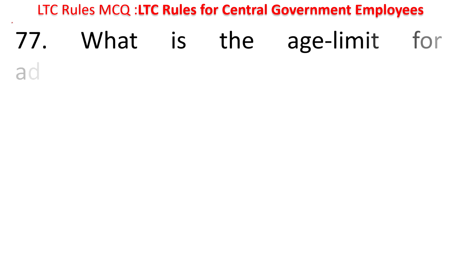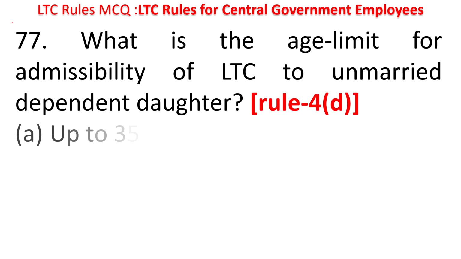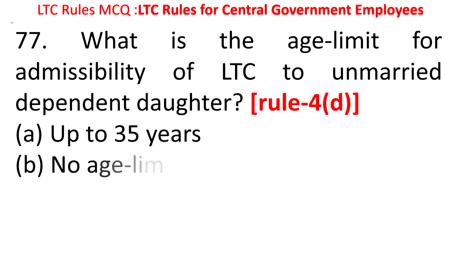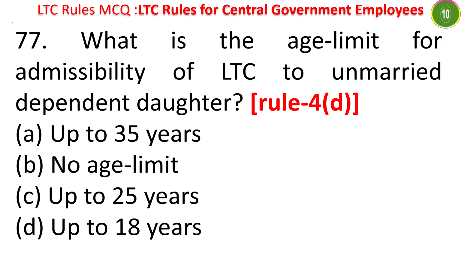Next question. What is the age limit for admissibility of LTC to unmarried dependent daughter? Up to 35 years, no age limit, up to 25 years, up to 18 years. Your time starts now. Age limit for unmarried dependent daughter. The answer is there is no age limit as such for unmarried dependent daughter as per Rule 4D of LTC rules.